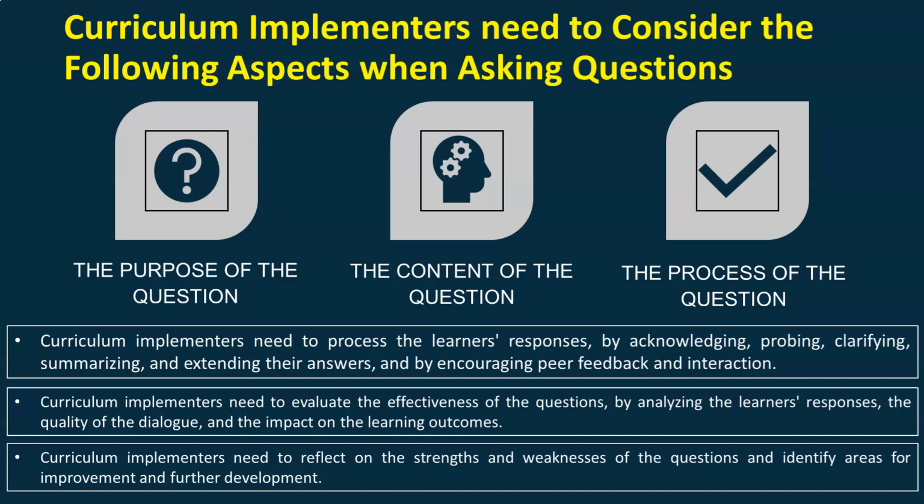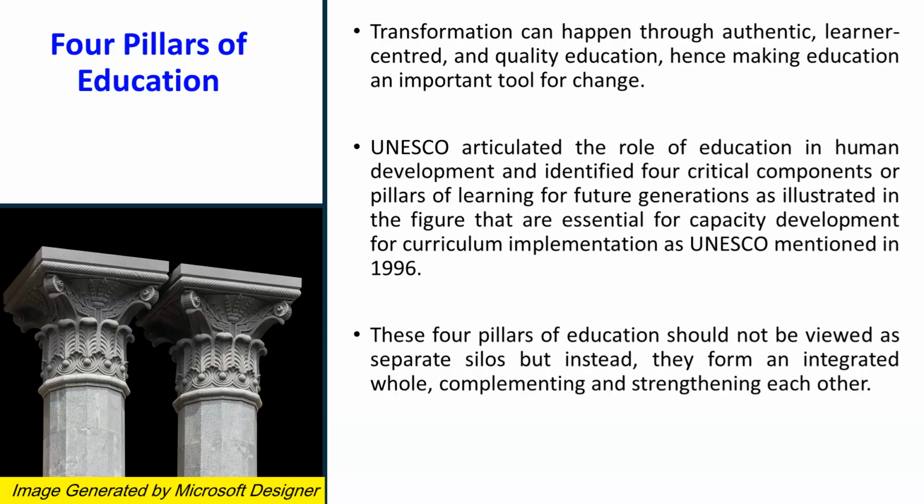development. Let us quickly discuss the 4 pillars of education. Transformation can happen through authentic, learner-centered, and quality education, hence making education an important tool for change. UNESCO articulated the role of education in human development and identified 4 critical components or pillars of learning for future generations, as illustrated in the figure, that are essential for capacity development for curriculum implementation, as UNESCO mentioned in 1996.